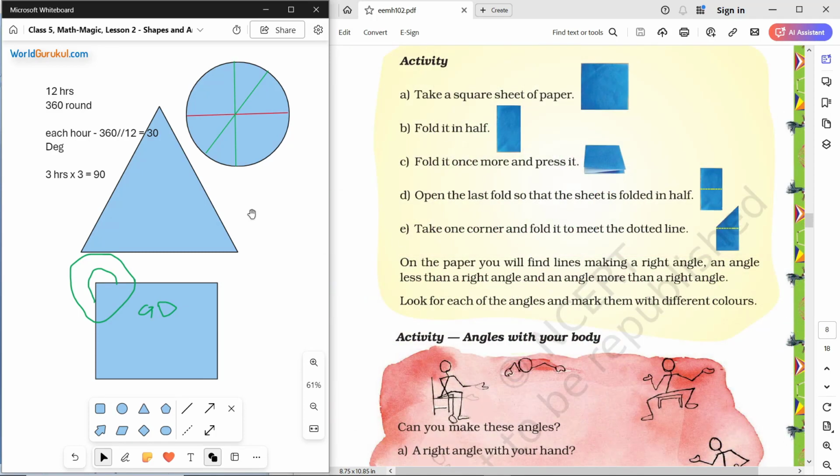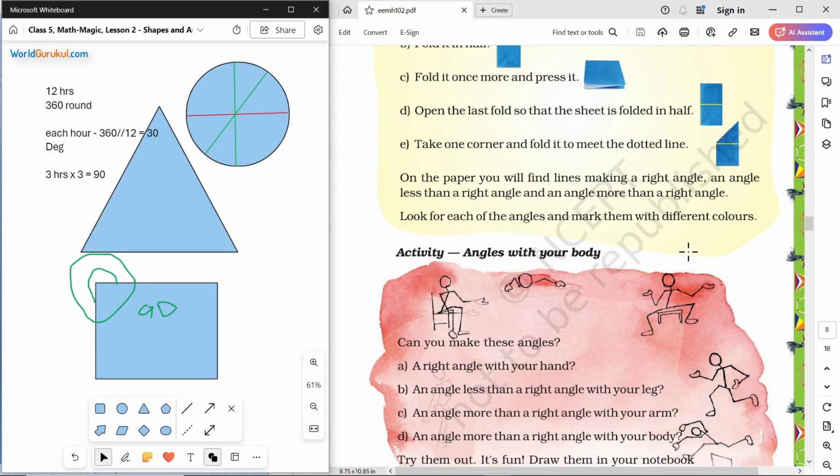So another activity. Take a square sheet of paper, fold it in half and fold it again. You know how to make a boat, right? So like that, you fold it again, fold it from the top corner like this, and you will see some angles. Play with them. Try marking, try asking questions with your friends.